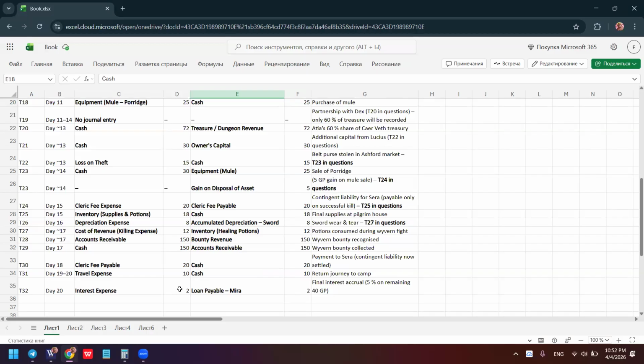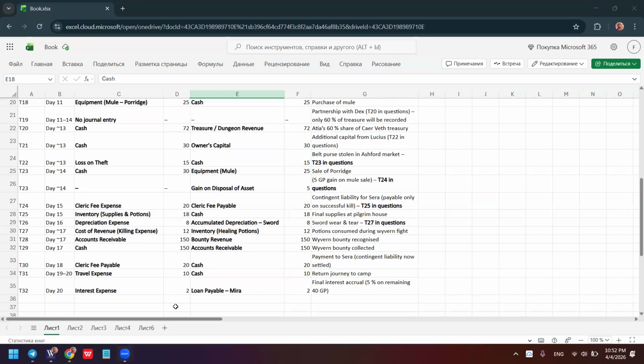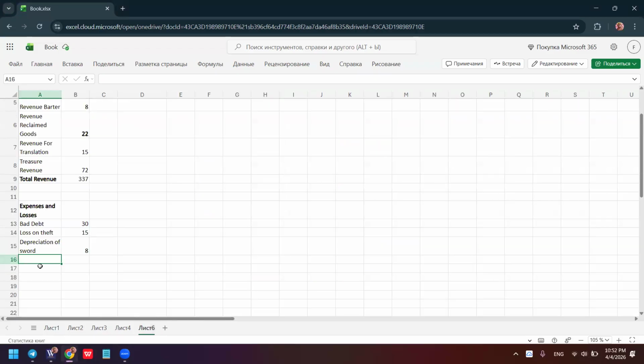Anyway, she borrowed 60, and 60 divided by 5. Yeah, it's 12%. Yeah, I knew it. So let's continue. I got distracted a bit. So, interest.